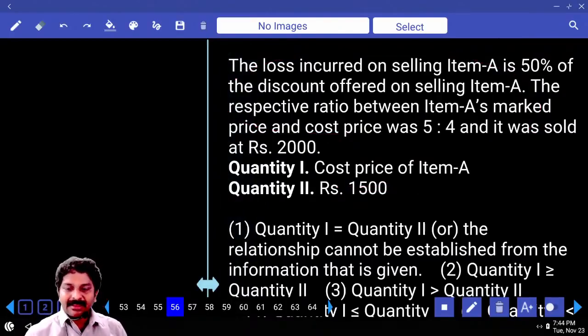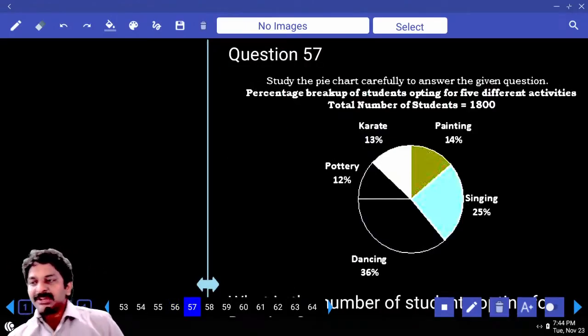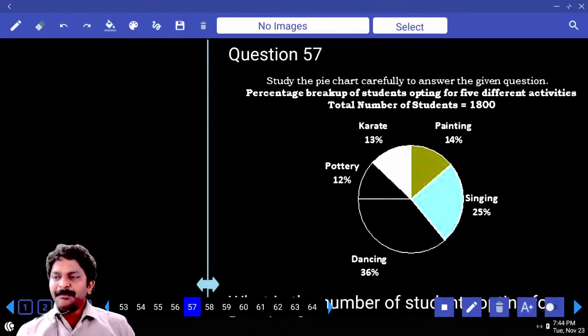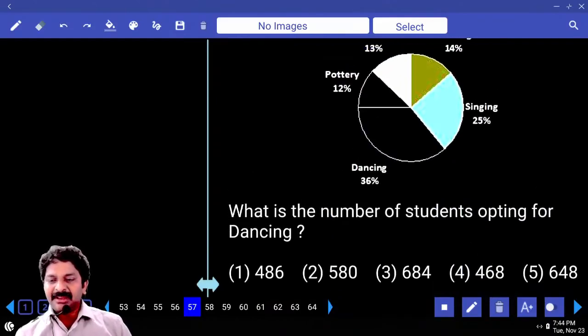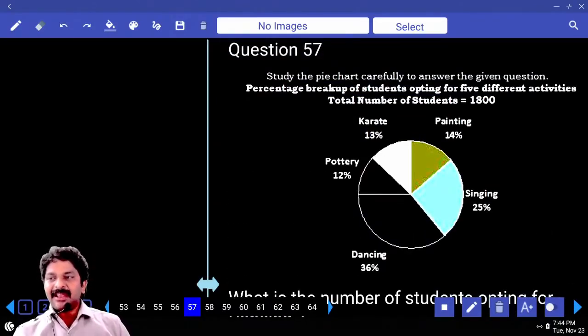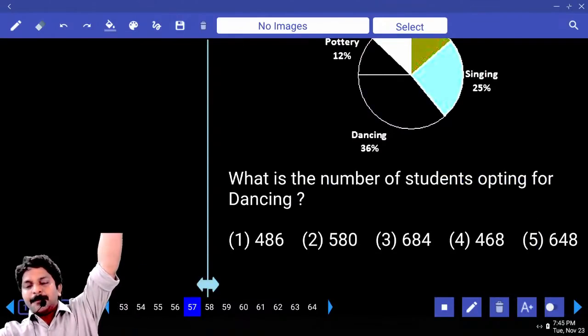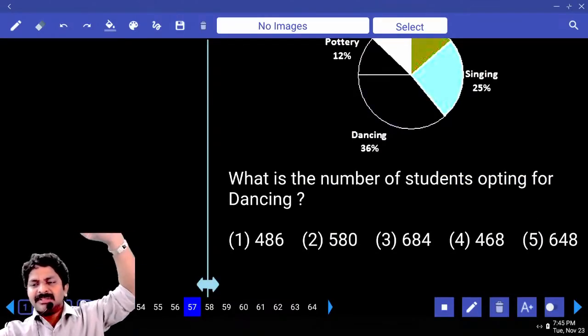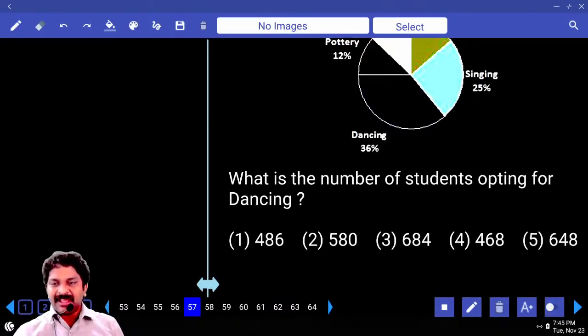Right. Next, number 57. Number of students 1800. Painting, singing, dancing, pottery and then karate. What is the number of students opting dancing? What is 1% value? So whatever percentage you calculate, answer must be a 9 multiple. First option, yes or no? Second, third, multiple options are there, so we have to calculate.